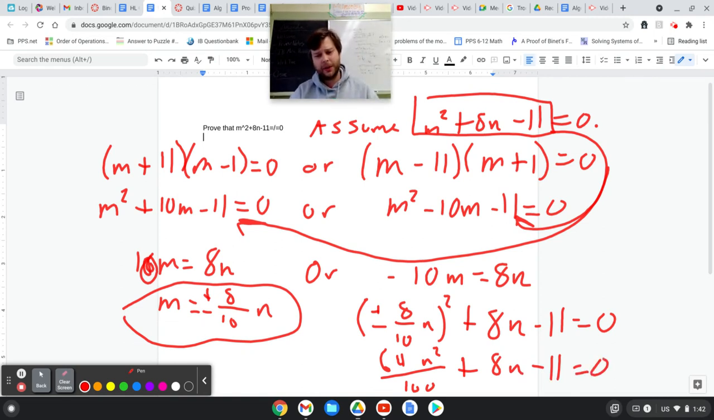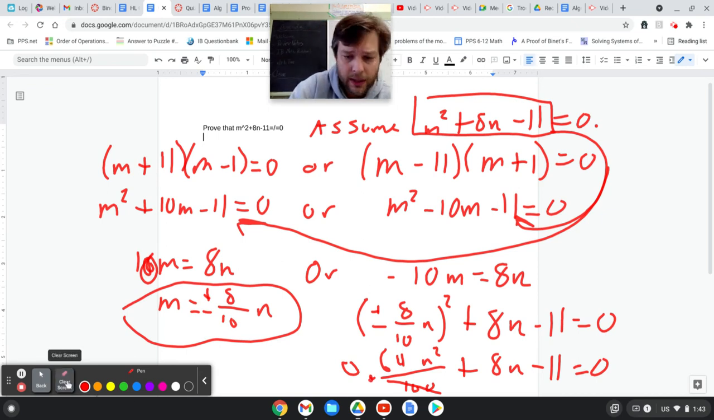You can, from here, use either the quadratic formula or completing the square to get to a contradiction. I would suggest maybe multiplying everything by 100 to get rid of the fraction, or perhaps writing this just as a decimal, so 0.64 if we divided 64 by 100, and just going through the quadratic formula here, and you should end up with some sort of a contradiction. So let's write that part out. So 0.64 and then 8 and 11.